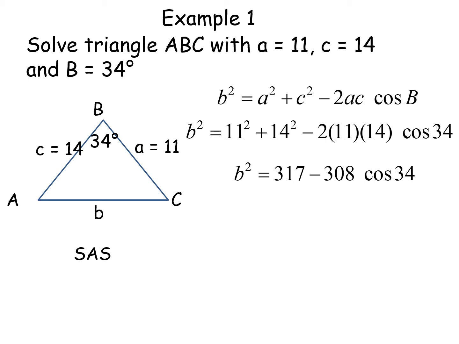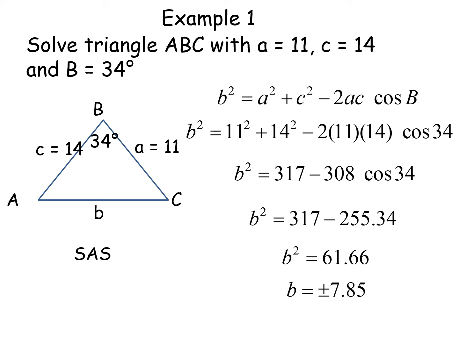So I'm going to first do the math, what 308 times the cosine of 34 is, and now I can subtract the numbers. Don't forget, though, that I haven't solved for b here. I've actually solved for b squared. So I need to take the square root of this answer, and I'm going to get plus or minus 7.85. But once again, we are talking about the side length of a triangle, so I know it can't be negative, so my answer is just simply 7.85.